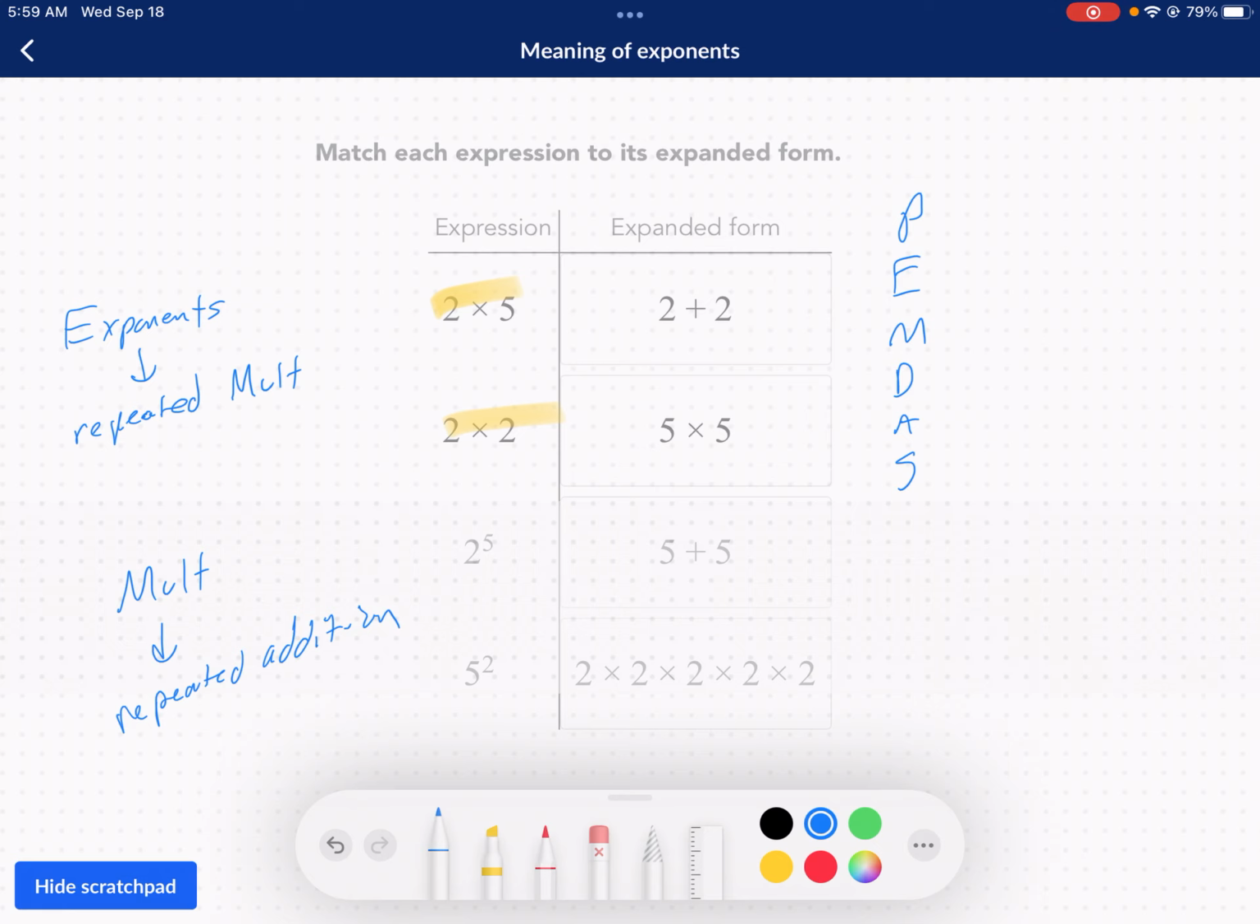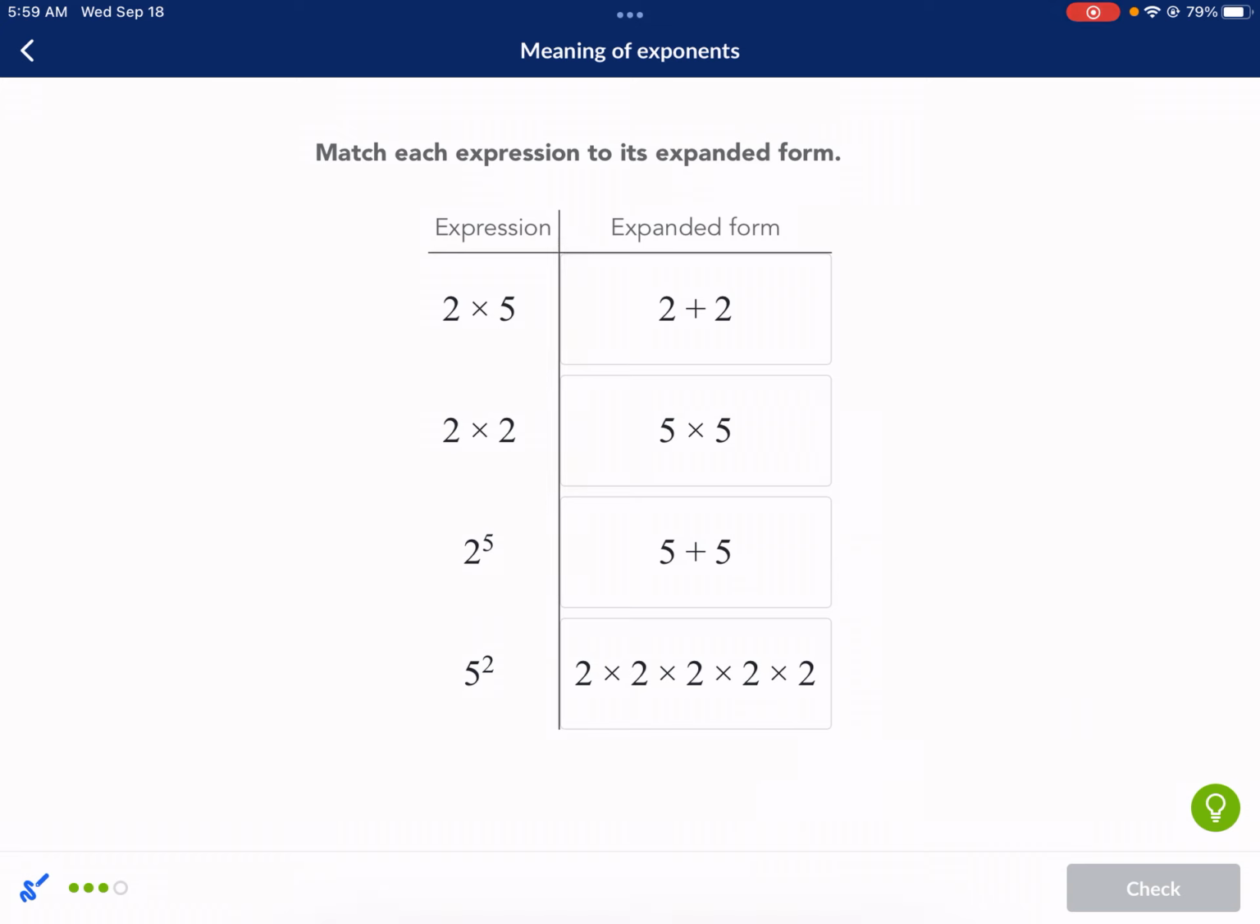So let's go ahead and rearrange these. We're looking for any addition one for 2 times 5. Here we have 2 groups of 5, so that will work. 2 groups of 2 for 2 times 2. Then we have 2 to the 5th power, so we need 2 times itself 5 times. And then 5 to the 2nd power is 5 times itself twice, and that should do it.